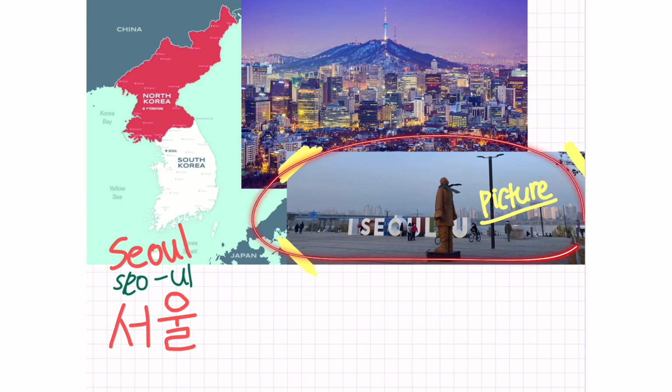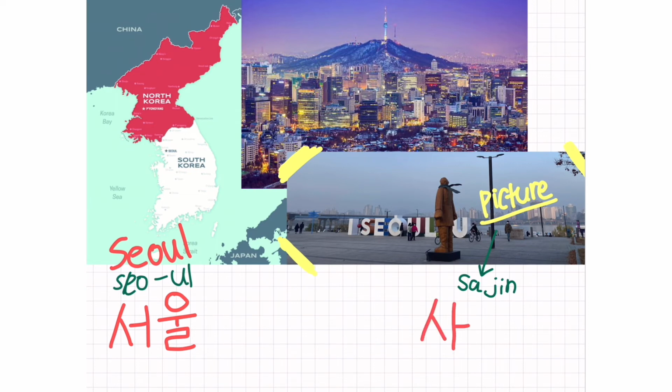Anyhow, this is a picture, right? It's a picture, and I wanted to teach you guys the word picture, which is 사진. This is a picture of Seoul. So 서울의 사진. 사진. This is the picture of Seoul.